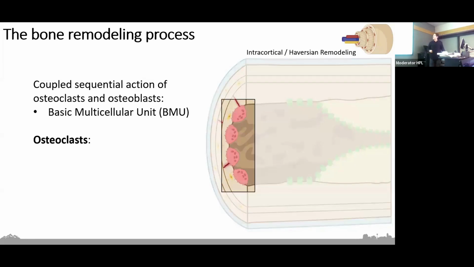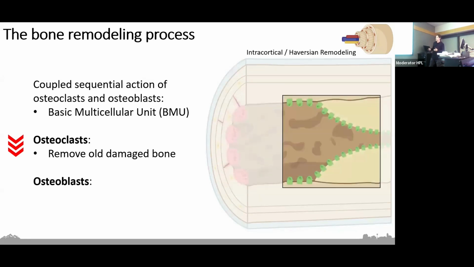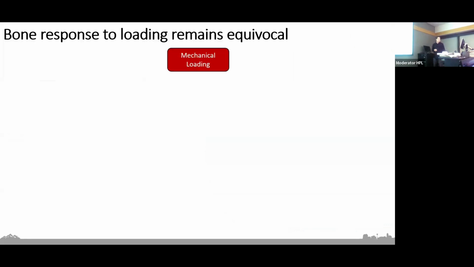And talking more specifically about the osteoclasts first. Again, they're at the front of what we would call the cutting cone. And their job is to go ahead and remove or resorb this old damaged bone. And then following in behind this cutting cone are those osteoblasts, these guys in green. And their job is to come in and fill in that cavity with new, healthy, mineralized bone material.